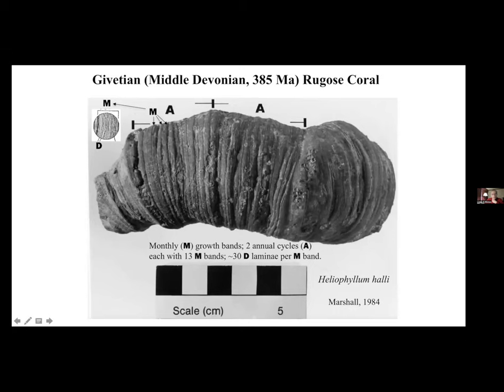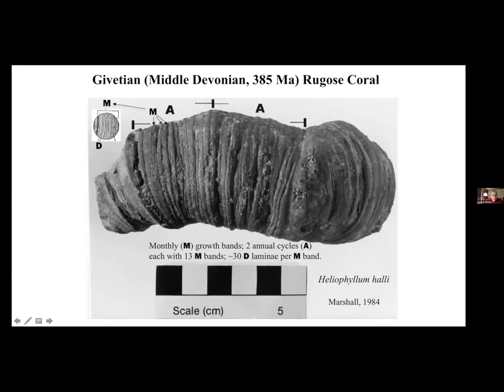And this is one of the corals that was analyzed for tidal laminations. So if you look here, you can see that there's this from here to here and here to here has been interpreted as representing a year of accumulation. And so 1 year and 2 years.